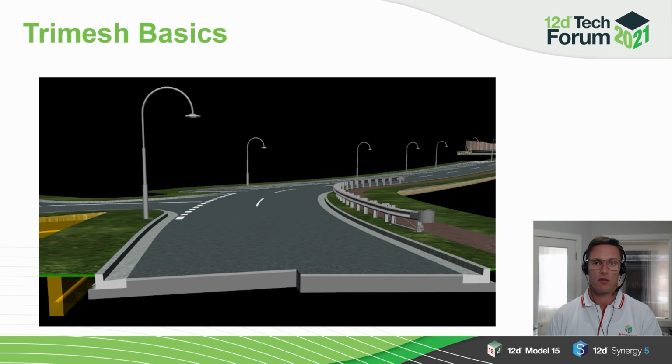Here's a project screenshot with some different Trimesh objects displayed. So going from left to right, we have utility trench, some buried lighting cable, a grass verge, road pavement and line marking, some guardrail and a footpath. All of these objects are 3D Trimeshes. So let's have a look at 12D model and creating some basic Trimesh objects.